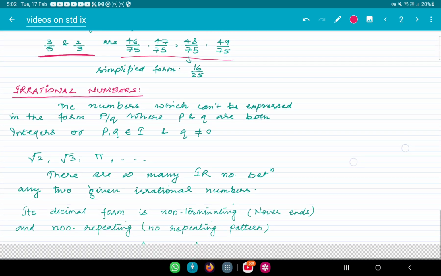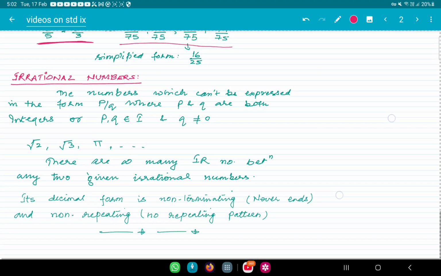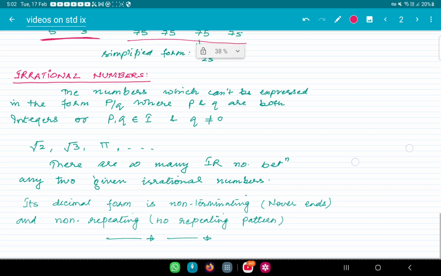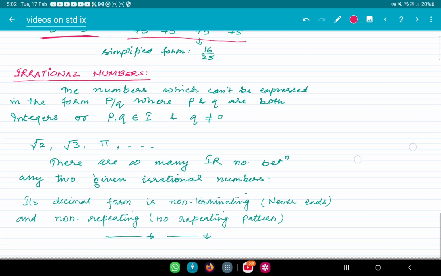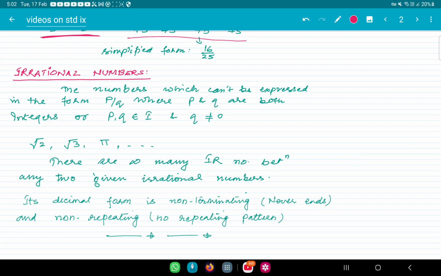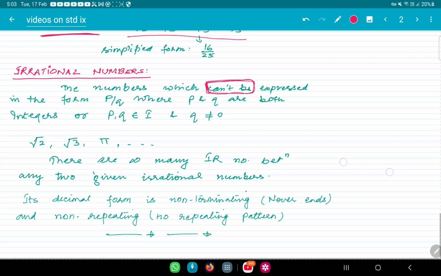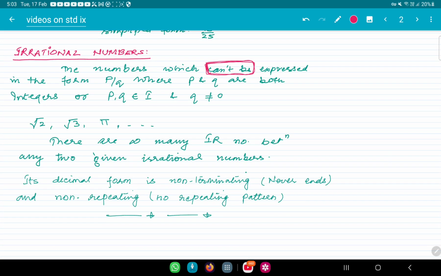Now irrational numbers. A number which can be expressed in the form of p by q, where p and q are both integers, or p and q belong to I and q is not equal to 0, is a rational number. Irrational numbers are those which can't be represented in the form of p by q with q not equal to 0.